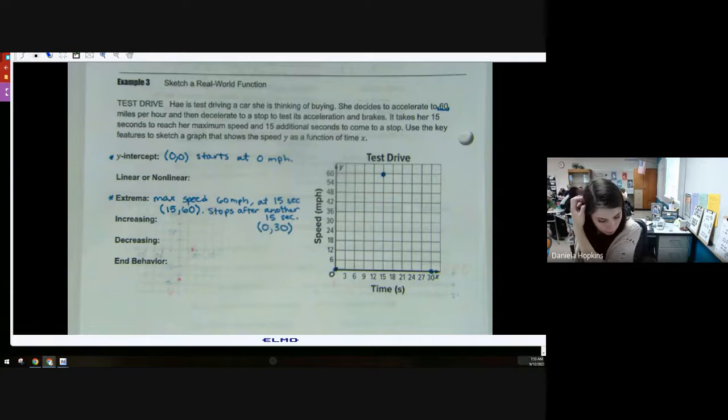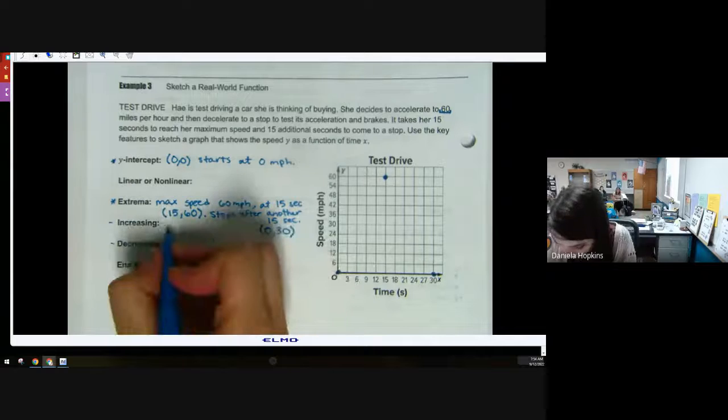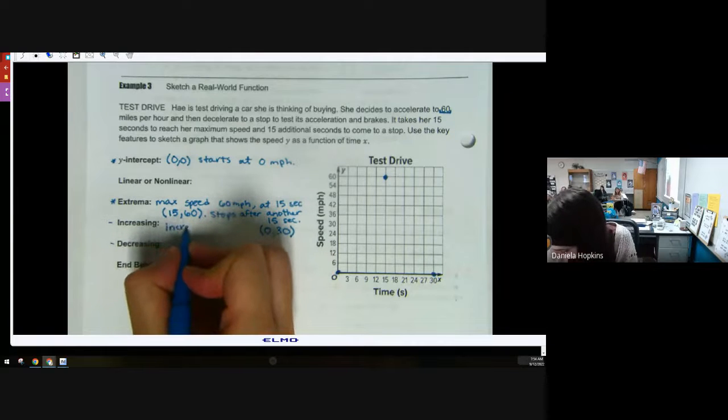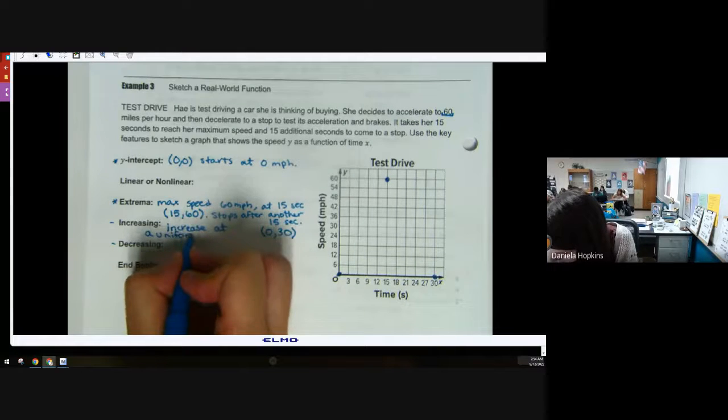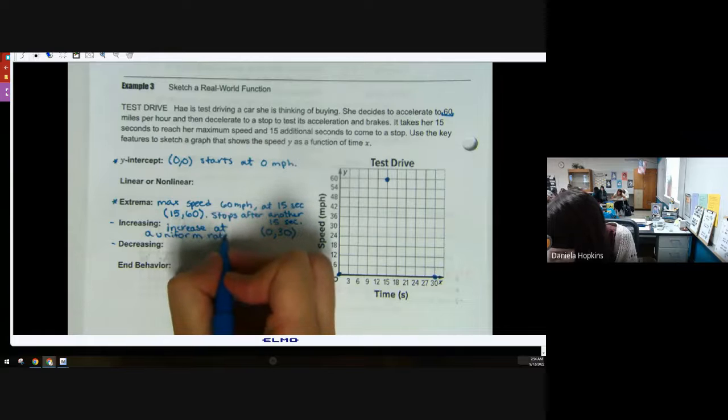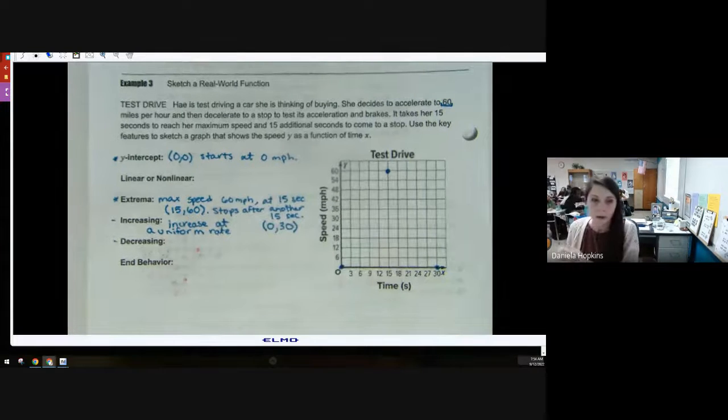All right, so now this next part is a little more involved, because I believe there are some cars that don't accelerate steadily. In fact, I had a friend that was super into cars, and most cars don't increase or decrease at a steady rate, but we're going to assume this car does. So it's going to increase at, we'll say, a uniform rate, meaning that this doesn't have any curves in it. This should be a straight line connecting.